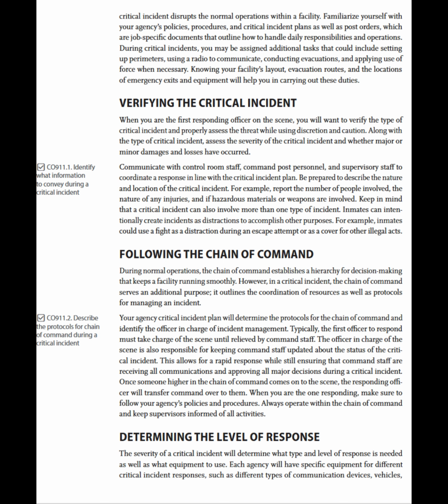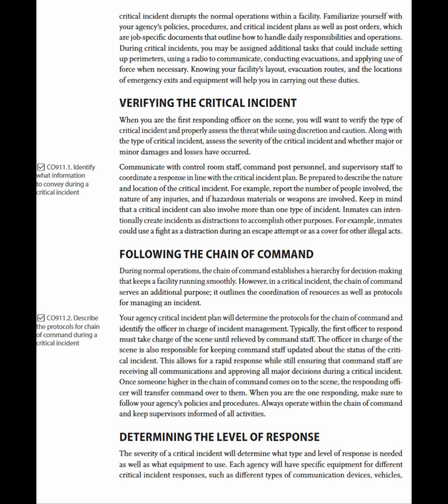Be prepared to describe the nature and location of the critical incident. For example, report the number of people involved, the nature of any injuries, and if hazardous materials or weapons are involved. Keep in mind that a critical incident can also involve more than one type of incident. Inmates can intentionally create incidents as distractions to accomplish other purposes. For example, inmates could use a fight as a distraction during an escape attempt or as a cover for other illegal acts.